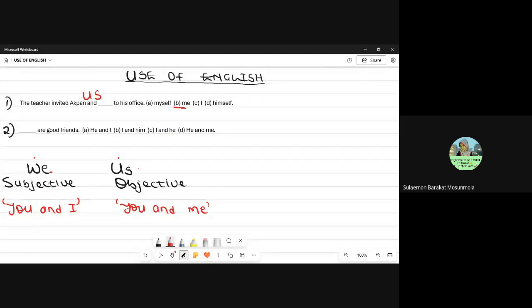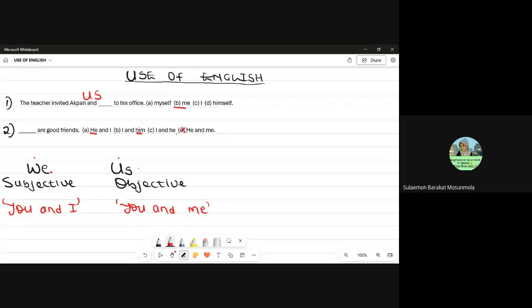In this case, I do not have you in my options, so I'll be going with he, because he is also a pronoun in the subject case. That is the performer of the action, or the person or thing being talked about in a sentence. So he is subject, him is objective. Here also, we have me to be objective. We can't even have he and me are good friends. This is wrong.